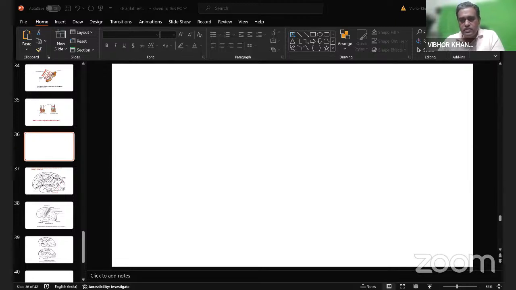Medulla oblongata is continuous with which part of the spinal cord? Okay, medulla is continuous with the cervical spinal cord. So the correct option is cervical spinal cord, right?